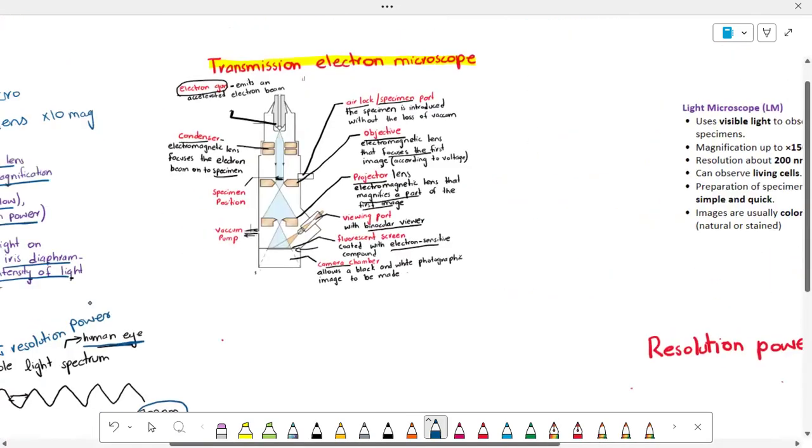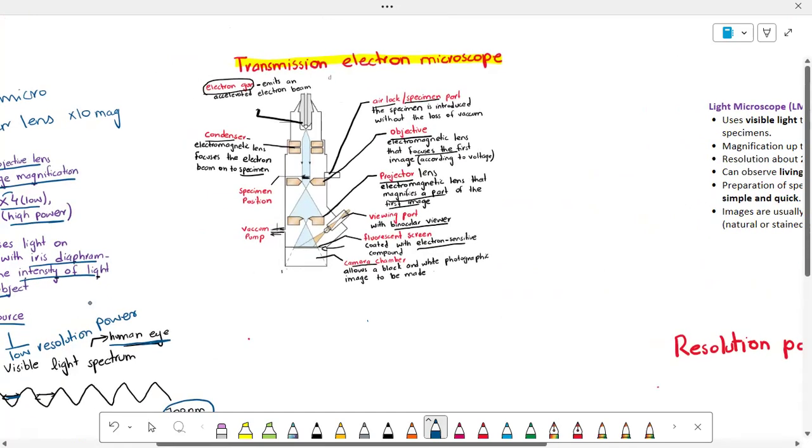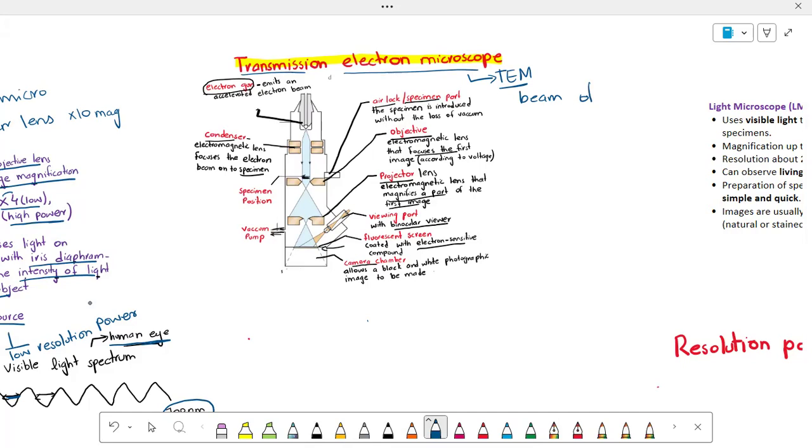Okay, now moving towards the electron microscope. In today's video, electron microscopes are of two types. The first is scanning electron microscope and the second is transmission electron microscope. But today I am going to discuss the transmission electron microscope. Transmission electron microscope is also called TEM. Unlike light microscope, TEM uses a beam of electrons instead of light.